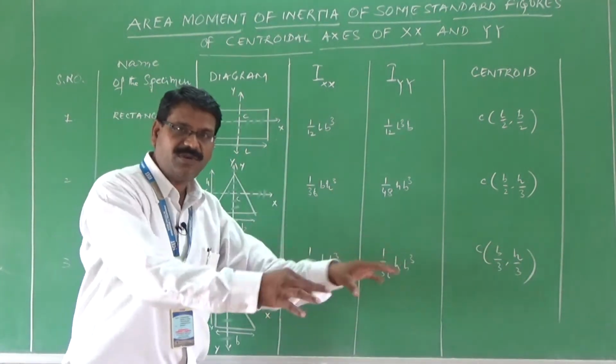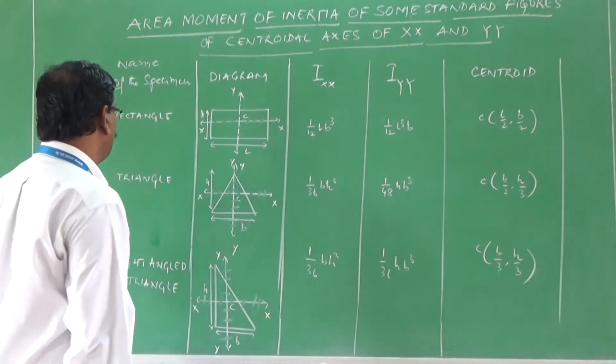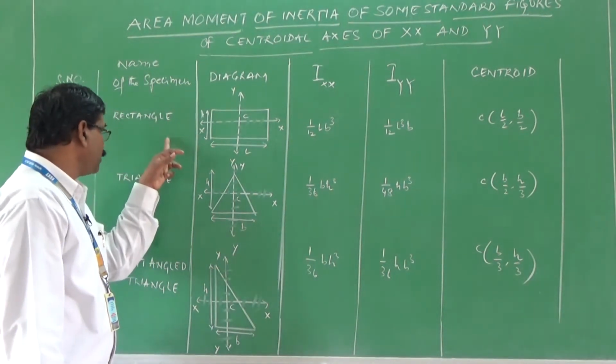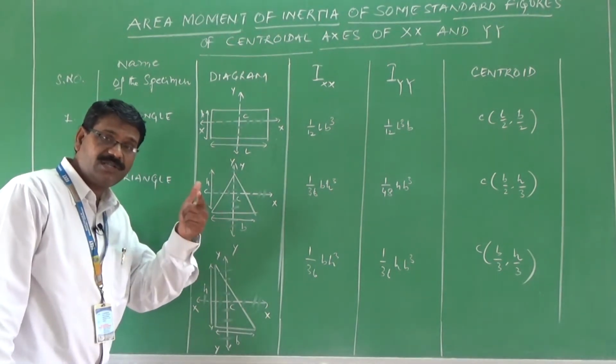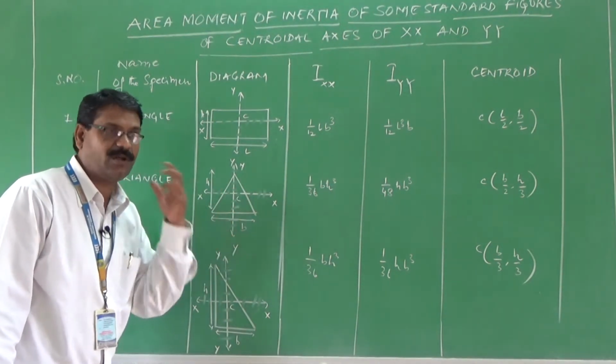Similarly, we have another three diagrams. After the rectangle, triangle and right angle triangle, we have the circle, semicircle and quarter circle. Let us see those also.